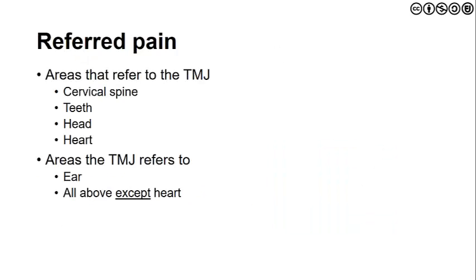Finally, if you remember all of those neurologic structures that we saw earlier, right? The TMJ is an area of significant referred pain, not only from those structures, but from others, areas that refer to the TMJ. Certainly the cervical spine has a role here, the teeth, which we just looked at, the head, and finally the heart. You will remember when discussing signs of cardiac distress, jaw pain is commonly included within that. And then the TMJ can refer to other areas as well. It can refer to the ear as well as all of the above, the cervical, the teeth, and the head. The only exception there would be the heart.